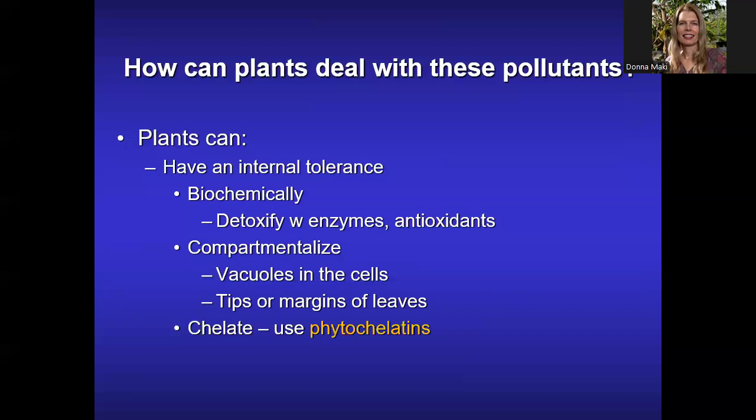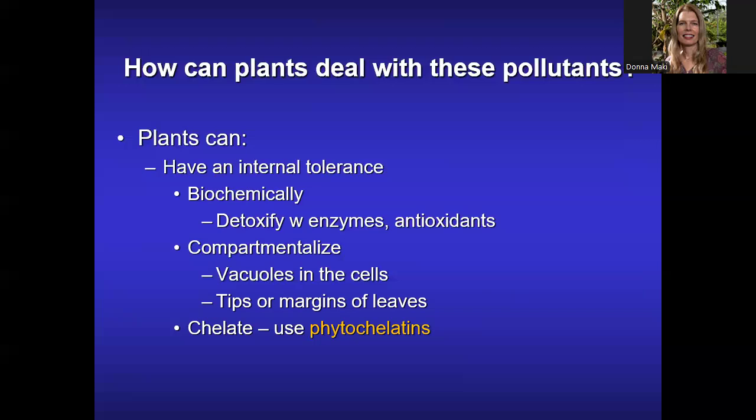And basically that just latches on to the pollutant. And if it does that, then the pollutant can't be very reactive. It's kind of like when hormones get bound with a sugar, something like that, and then the hormone stops working. It's that idea, where they'll chelate it with special phytochelatins, and that helps.